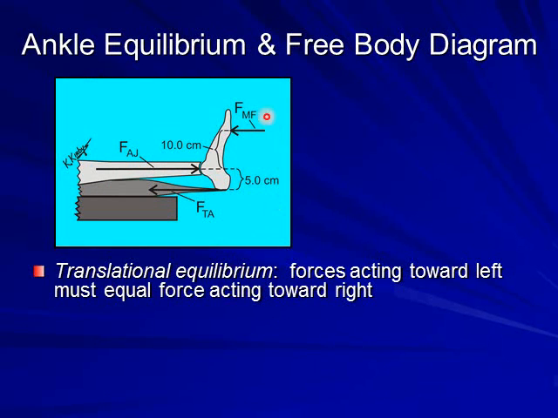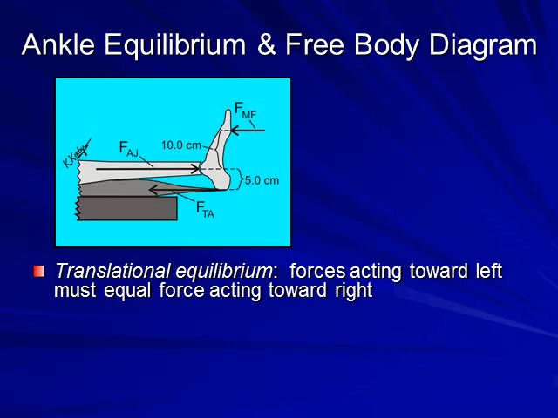When we start using the model again from the last slide, I want to reemphasize how we use translational equilibrium and rotational equilibrium to solve for not only Achilles tendon forces but also ankle joint compression forces. Then how that can also be used in this situation using a modeling technique called a free body diagram.